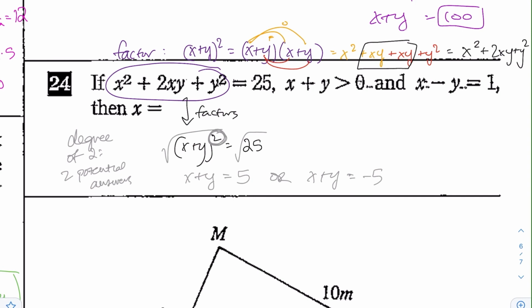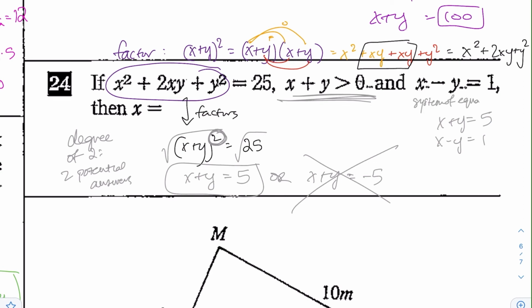Now, we can eliminate the negative case because we know that x plus y has to be greater than 0. So we eliminate the negative case. You know x plus y has to be positive 5. So if x plus y is equal to 5 and x minus y is equal to 1, this is your system of equations.